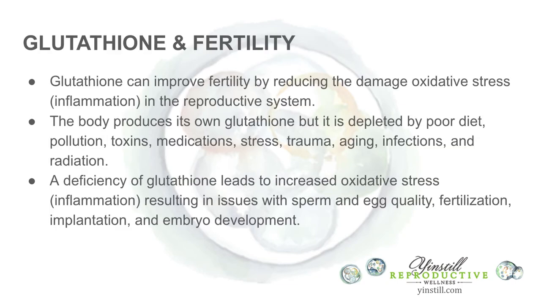Moving on to glutathione and fertility. With everything mentioned so far, in a nutshell, glutathione can improve fertility by reducing the damage oxidative stress and inflammation can cause to the reproductive system. The body produces its own glutathione, but it's depleted by poor diet, pollution, toxins, medication, stress, trauma, aging, infections, radiation, and lack of antioxidants. A deficiency of glutathione leads to increased oxidative stress and inflammation, resulting in issues with sperm and egg quality, fertilization, implantation, and embryo development.